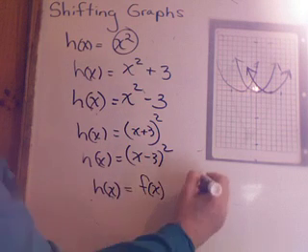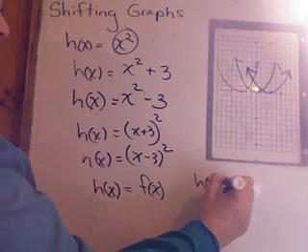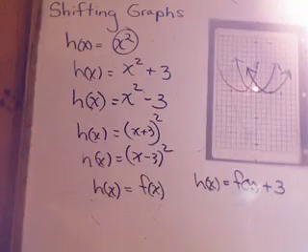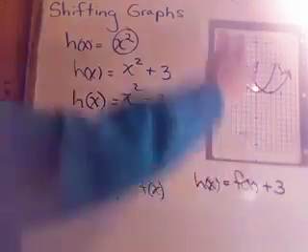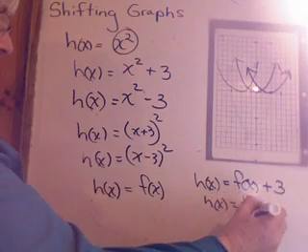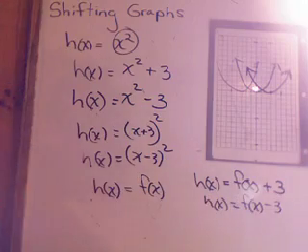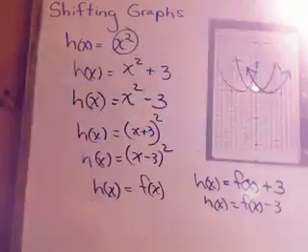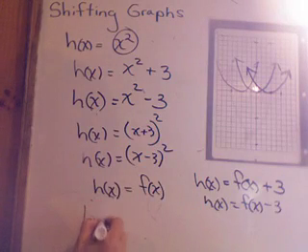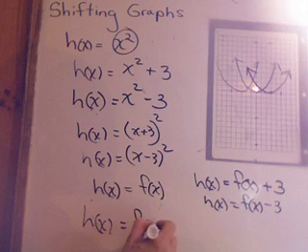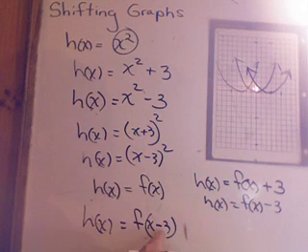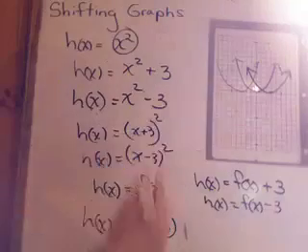Well, what happens when I do h of x equals some function f of x plus 3? All right? That's going to move it up the y-axis. What's going to happen for h of x equals f of x minus 3? It's going to move it down along the y-axis. What's going to happen when I do h of x equals f of x minus 3, well, the minus 3 is going to move it in the positive direction.